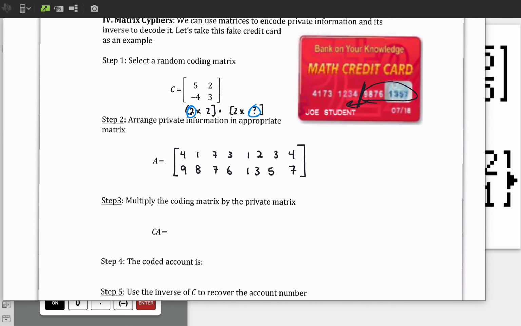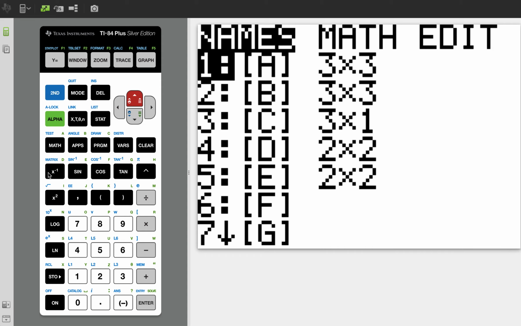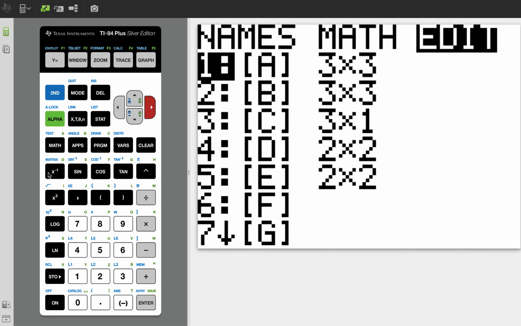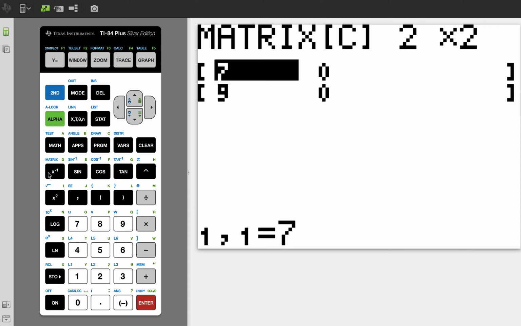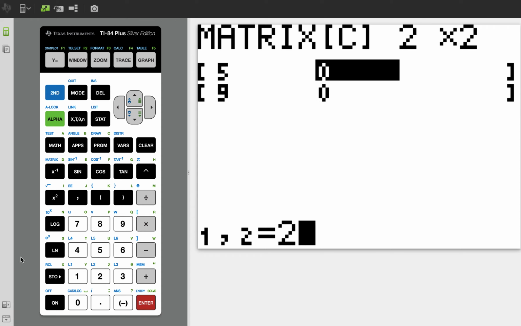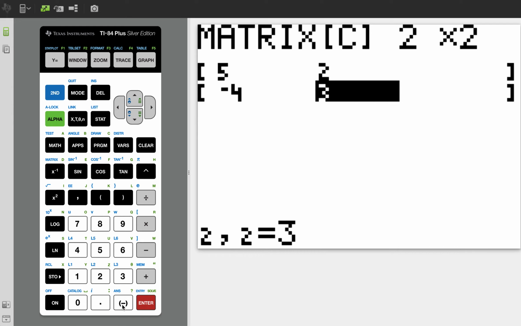Now I put that into an appropriate matrix. Now we're going to multiply the coding matrix by the private matrix, so C times A. I'm not going to write it all out here. Rather, I'm just going to go over to my calculator and enter that stuff in. I'm actually going to use C and A because I already have those. So I'm going to edit the third one here and make it a 2 by 2: a 5, a 2, a -4, and a 3. So this is my coding matrix.